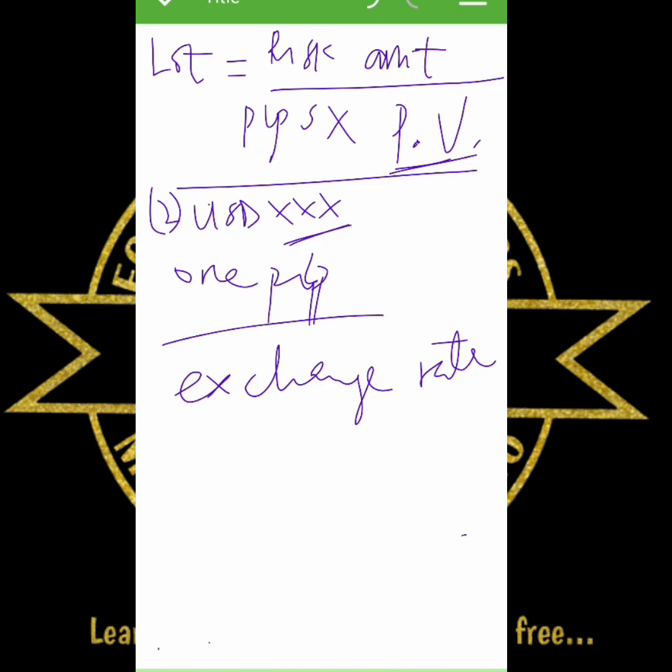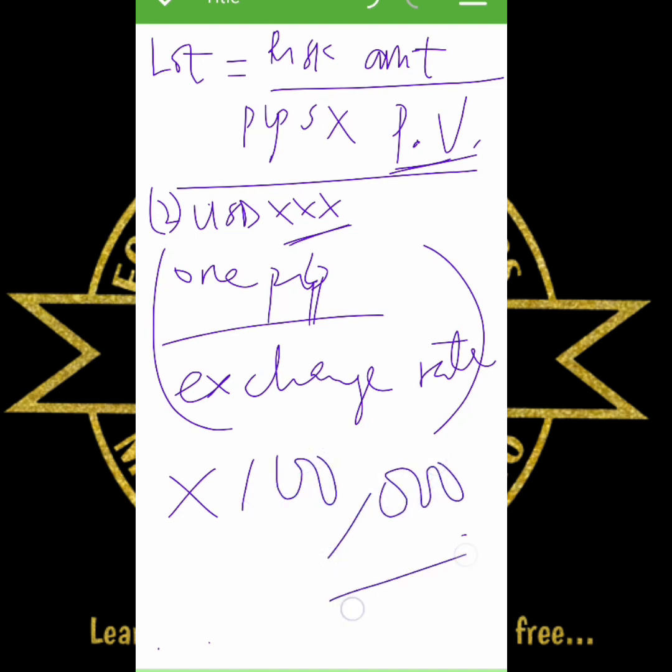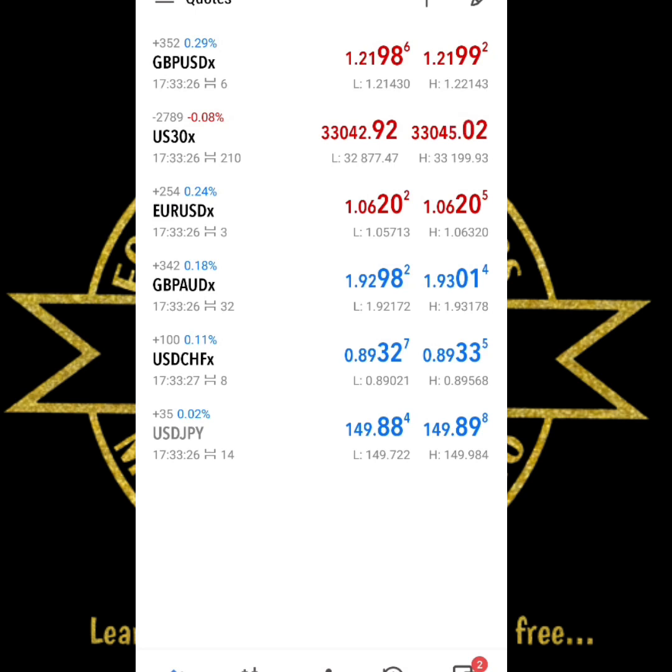Then you multiply by 100,000, sorry, times 100,000. You get your pip value. This is very simple. Now let's take one example. This is my MetaTrader 5. Let's say I want to trade USD CHF, for example.